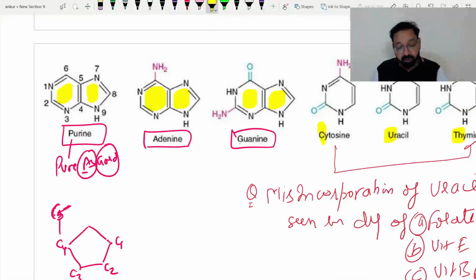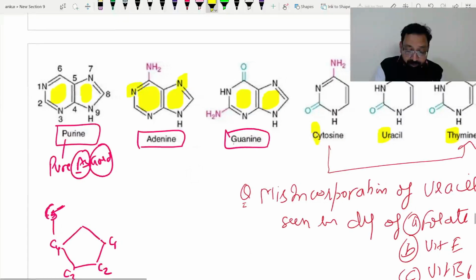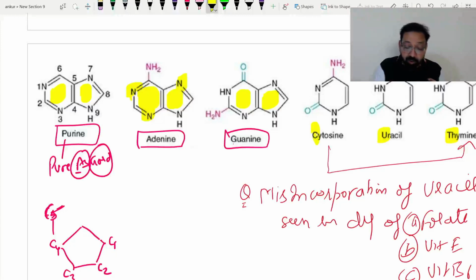Now suppose a structure is given to you and you find two rings having a nitrogenous base. Immediately you will search for an amino group. It is a mnemonic. If you find only an amino group in the side chain, A for amine, A for adenine. If you find an amine group plus an additional keto group, then it is guanine.